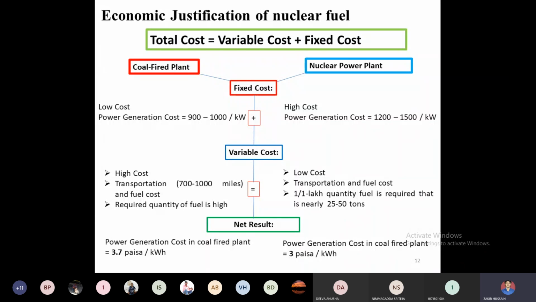The variable cost for the nuclear power plant is less compared to the coal-fired plant, because the transportation of tons and tons of coal requires additional cost, whereas the transportation of a minimum amount of nuclear fuel costs nothing compared to the transportation of tons and tons of coal. So the variable cost is very low compared to coal power plants. So the net result will be 3.7 paisa per kilowatt hour in the case of a coal-fired plant, whereas 3 paisa only in the nuclear power plant per kilowatt hour.